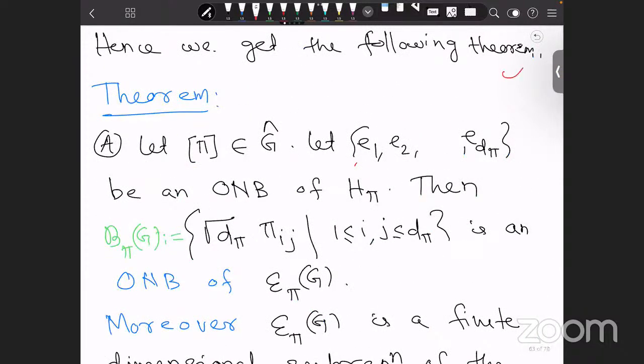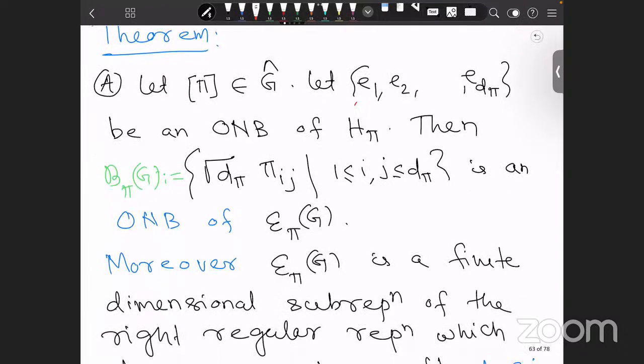Hence we get the following theorem. Actually, what we discussed, I am writing that in the form of a theorem. So let π belong to G hat. Ideally one should read this as the equivalence class of π belongs to G hat, but I will always read it as π belongs to G hat.